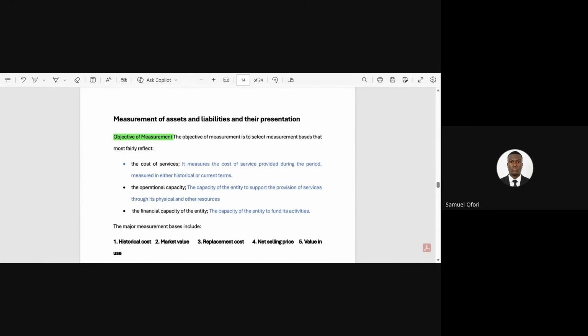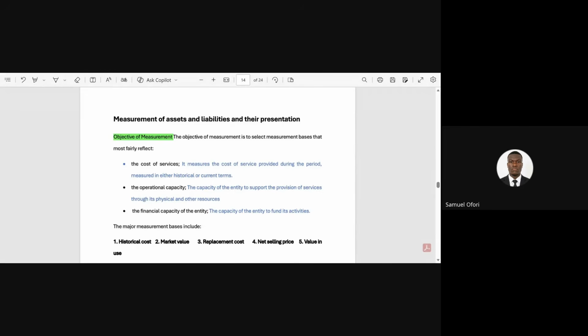Okay, so we have the measurement of assets and liabilities and their presentation. We have looked at the recognition criteria of the elements. Now we are going to look at how assets and liabilities are measured and presented in the financial statements. You have to first of all look at the objective. Why do you have to measure these assets or liabilities and present them? Why? The objectives. Please pay attention to this part very well. Okay.